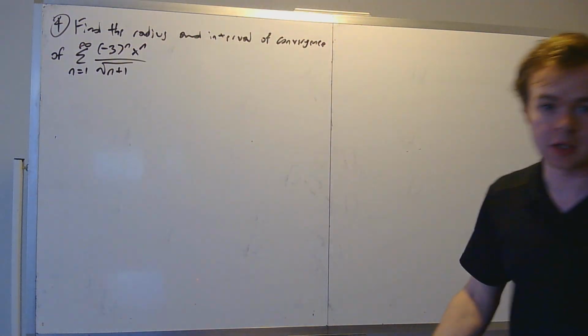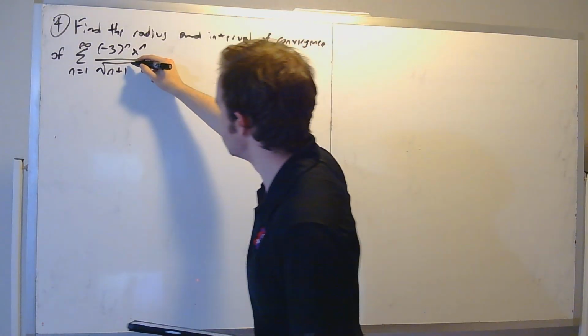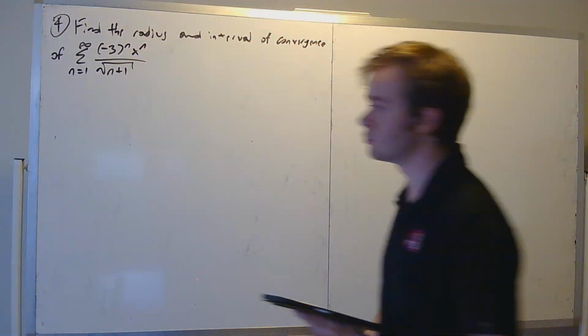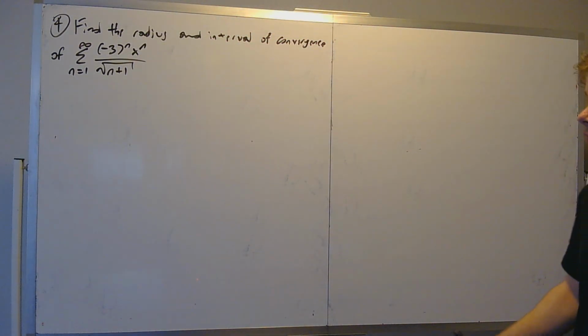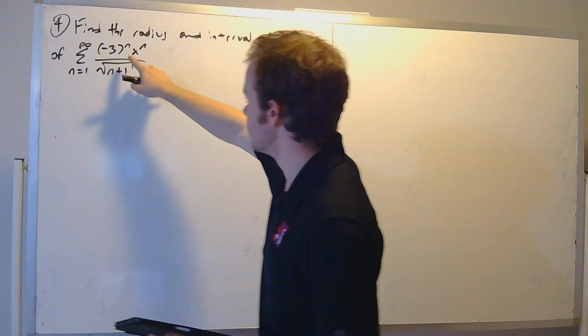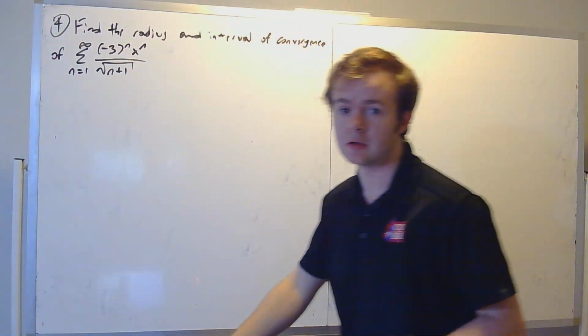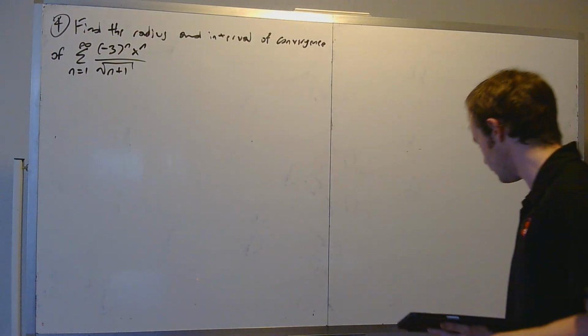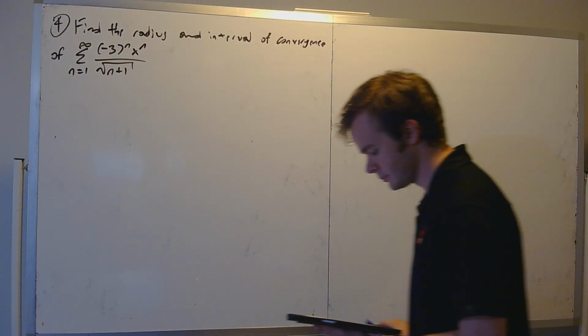Okay, so again, for all these problems, we've been using the ratio test. We would be using the root test if we had the whole thing to the power of n, let's say, but here only these two parts are to the power of n, so we don't want to use the root test. So we're just going to use the ratio test.